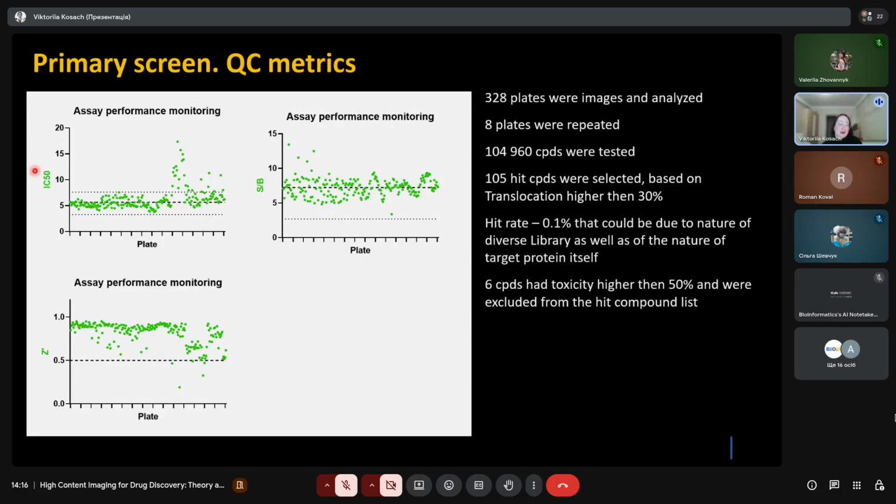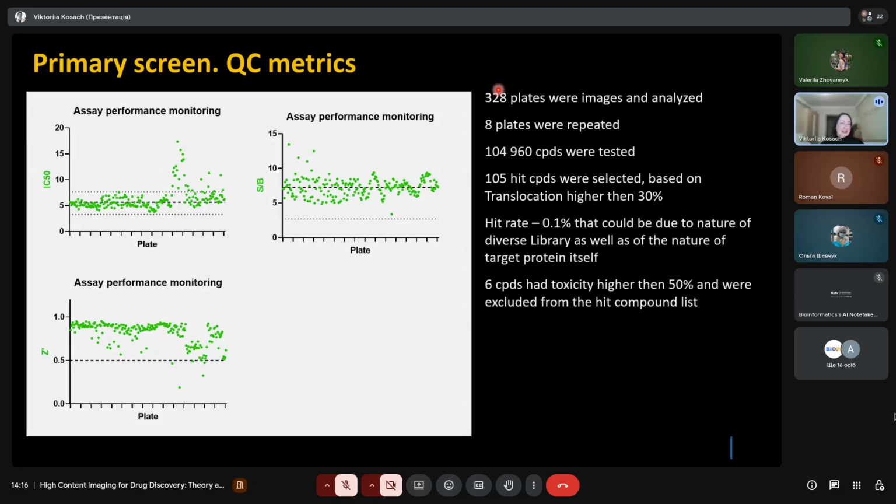So in parallel to all other measurements, we assess the toxicity by calculating the number of the cells, the number of the nuclei in the well. So this is an example of a huge microscopy campaign, where high content imaging could be used.